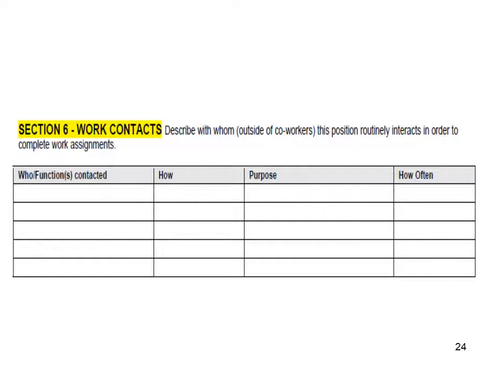Section 6 is for your work contacts. Complete this section using the following as guidelines. Who or what functions are regularly contacted? For example, agency providers, schools, other government organizations. Tip: do not list names, only types of services or functions. The board, regional grant auditors, federal compliance agencies.